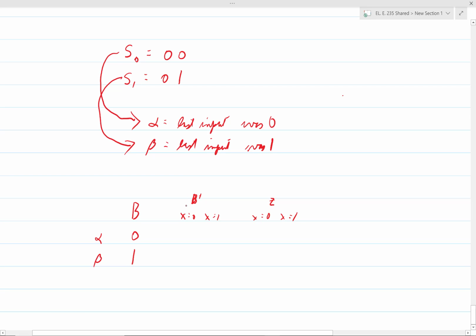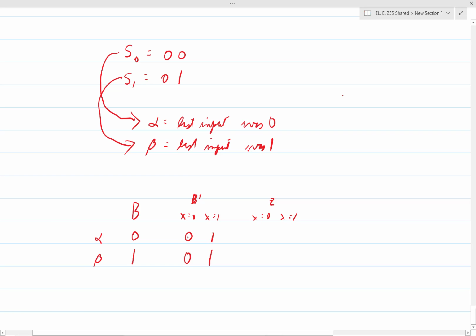Now remember, if you look at it this way, B is just the most recent input. So if X is equal to 0, then the next value of B is 0. And that's true in either case, and in either case, if X is equal to 1, then that means the most recent value of X is 1. So that's easy.